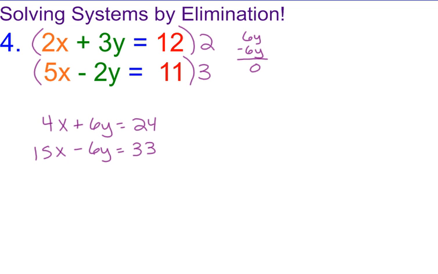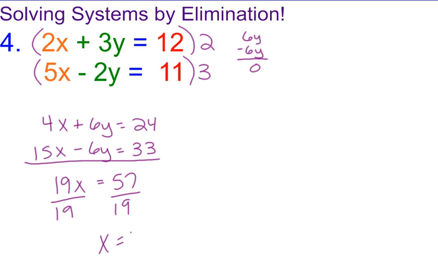Now you look at your equation and make sure that you actually did what you wanted. Are my y's going to add up to 0 when I add these equations? And they are. So you literally add top to bottom. 4x plus 15x is 19x. My y's add up to 0. 24 plus 33 is 57. Next step would be to divide both sides by 19. And I would find that x equals 3. And that's normally the easier variable to find as the first one.